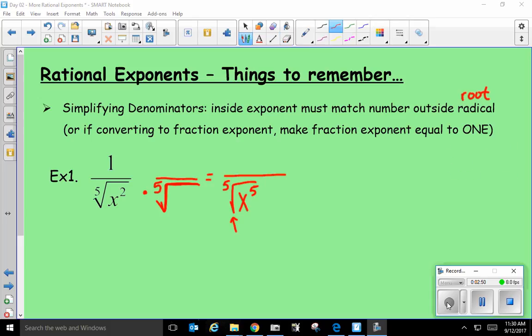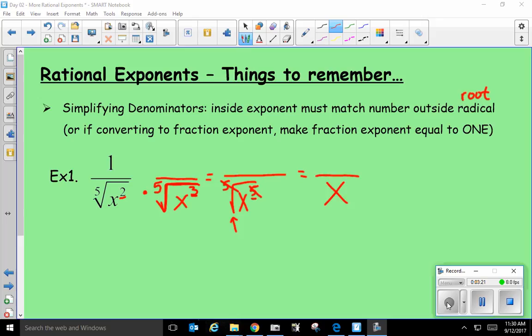Now, x. What's going to be the power that's attached to my x underneath that fifth root? 3. How come it should be 3? Yes, when I multiply things together, don't I add the exponents? Isn't 2 plus 3 5? So guess what's going to happen? This fifth root is going to cancel this power of 5, and I have an x.